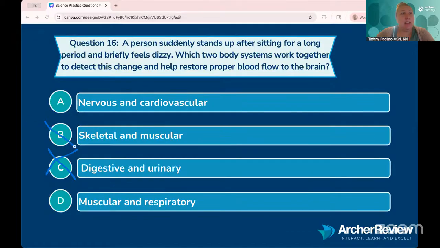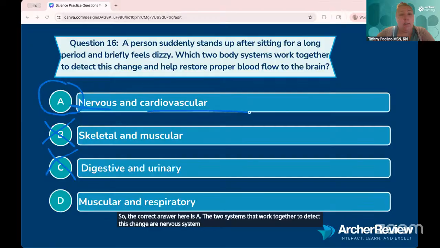C doesn't, excellent, Liliana. Doesn't make you feel dizzy because the equilibrium is off. Yes, good. So the correct answer here is A. The two systems that work together to detect this change are nervous system and cardiovascular system.